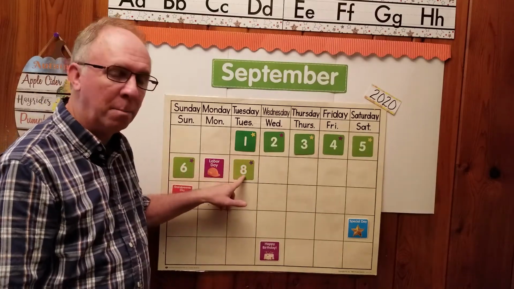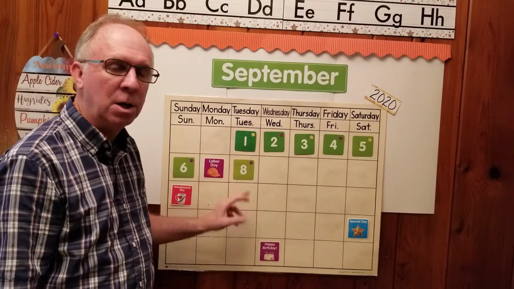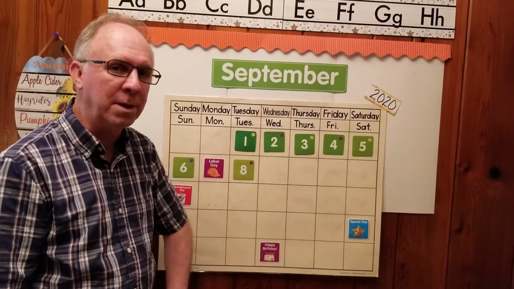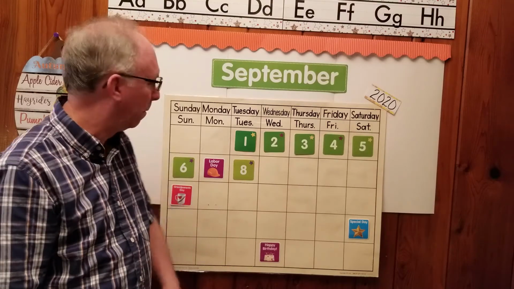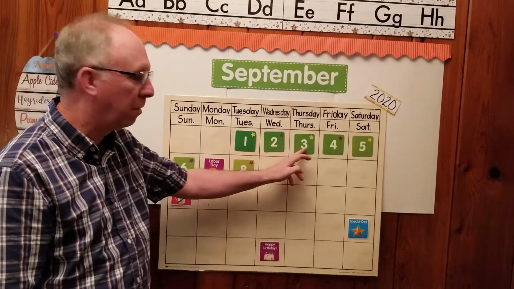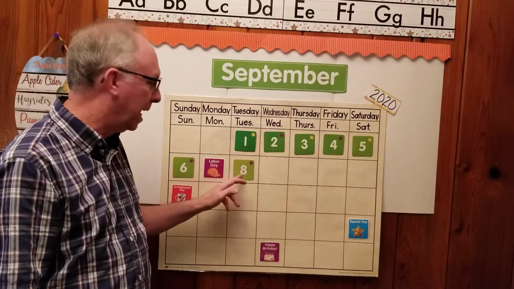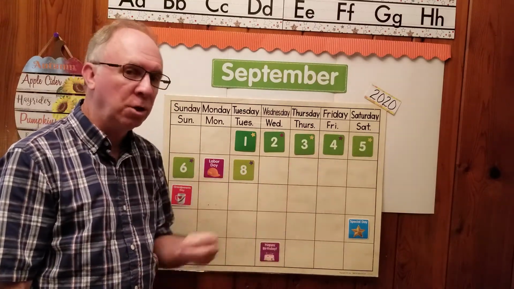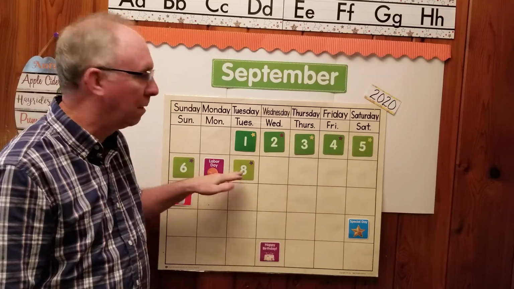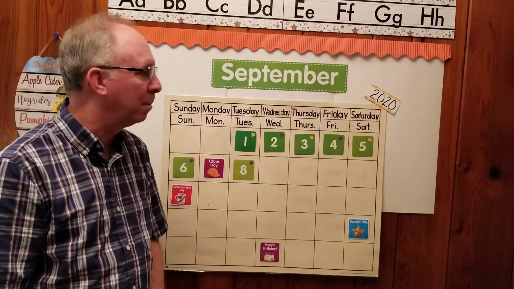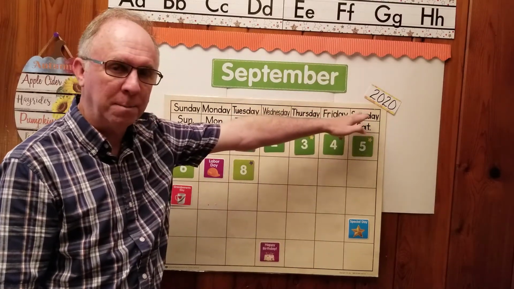So we're on number 8, but we don't say Tuesday, September 8th. We say Tuesday, September the 8th. 8th is an ordinal number. 1st, 2nd, 3rd, 4th, 5th, 6th, 7th, 8th, and so on. So you're going to practice ordinal numbers with your child. And then the fourth, last piece of information is the current year, 2020.